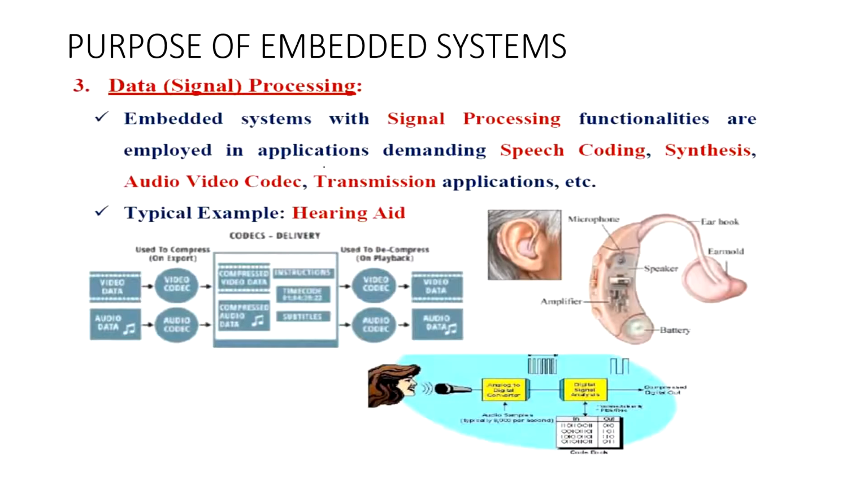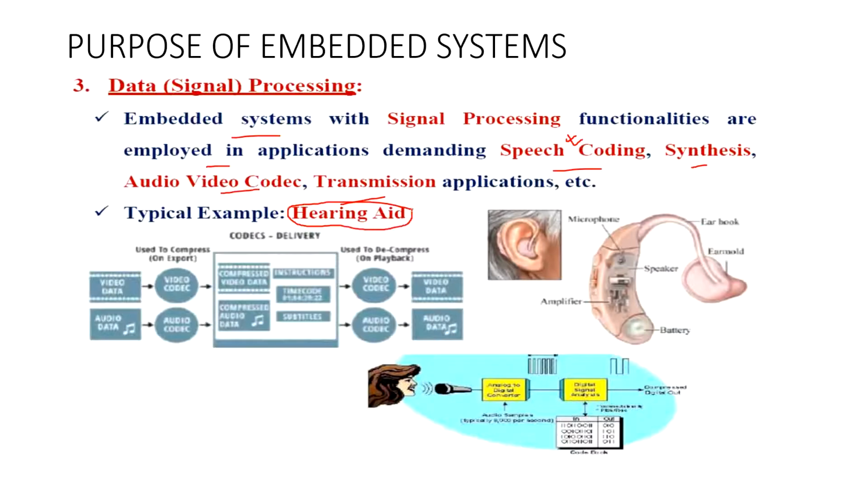Then signal processing. Embedded systems with signal processing functionalities are employed in applications demanding speech coding, synthesis, audio and video codec, transmission, etc. Normally signal processing is used for speech coding, because we have to code the speech so that it cannot be decoded by anybody. Then if you want speech synthesis or a video and audio codec. A very good example that we use is the hearing aid, right?